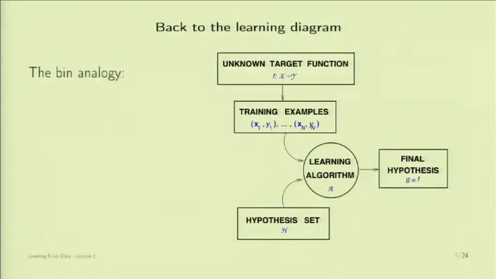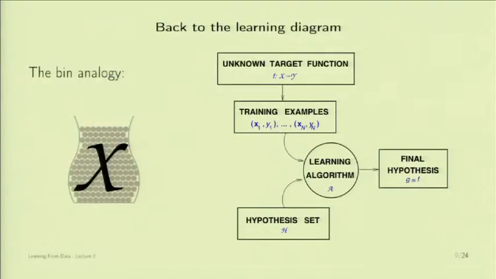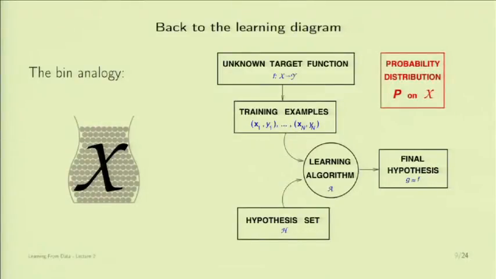In the bin analogy, this is the input space. Now the input space has a probability. So I need to apply this probability to the points from the input space that are being generated. So I am going to introduce a probability distribution over the input space. So now the points in the input space, let's say the d-dimensional Euclidean space, are not just generic points. There is a probability of picking one point versus the other, and that is captured by the probability, which I am going to call capital P.